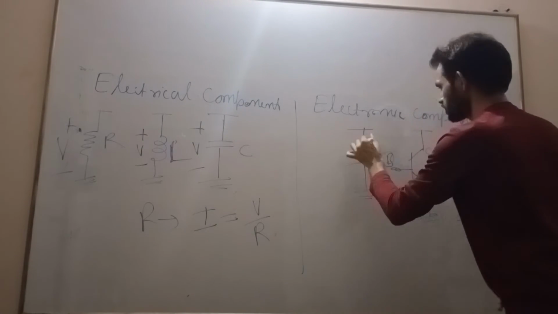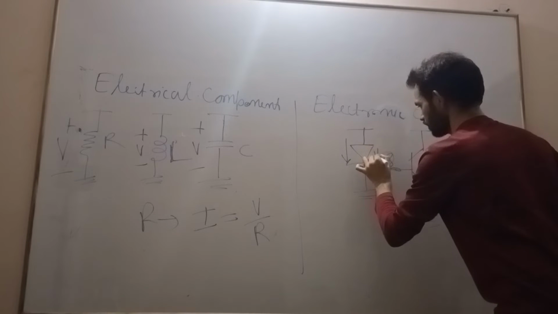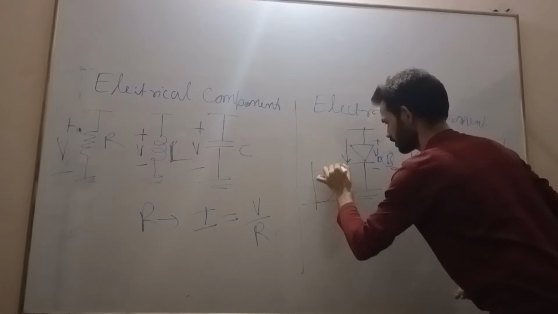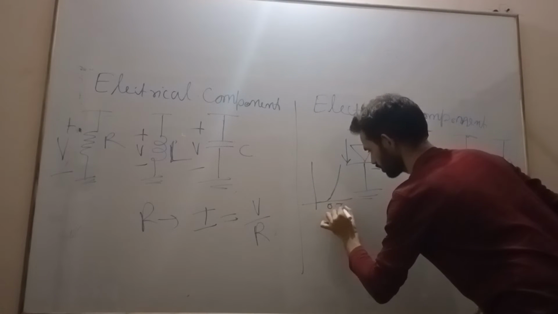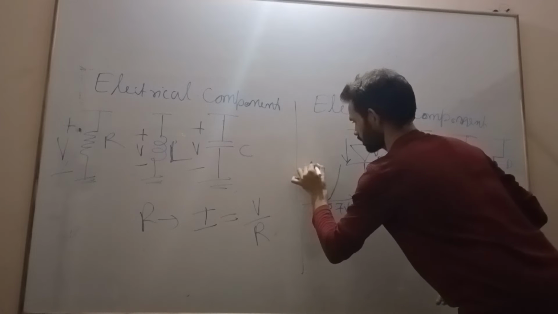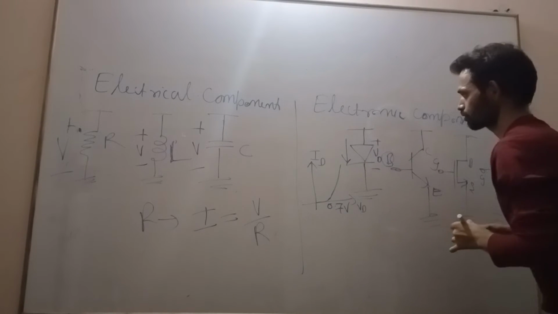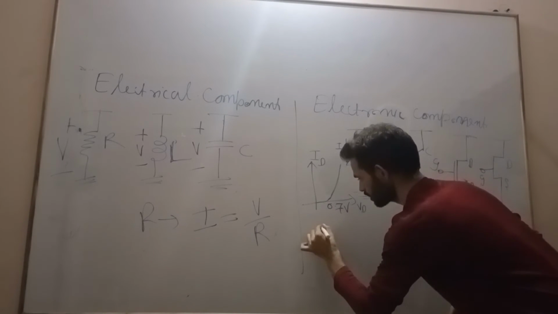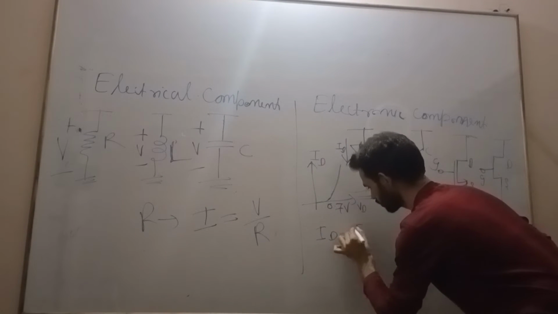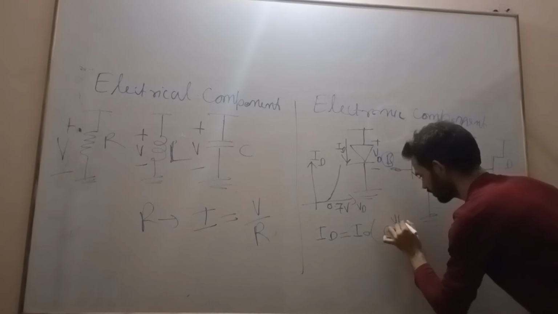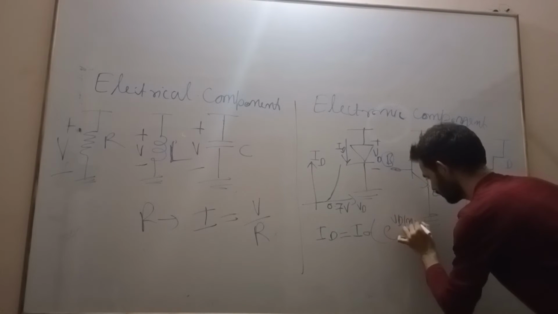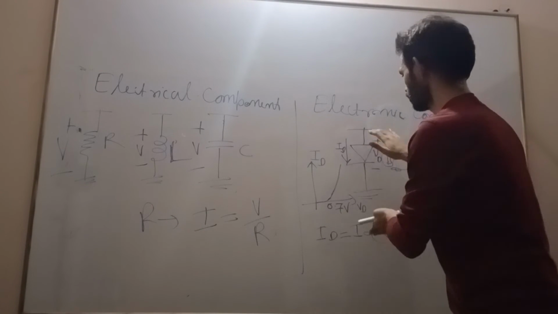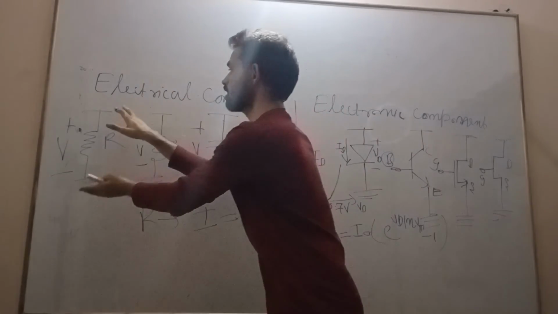Here, what is the current through the diode? Its potential drop is VD, positive. Its cut-in voltage, let us say, is 0.7 volt, it's VD, and the current is ID. Here current is I, here current is ID, and ID is equal to I naught into e to the power VD by eta VT, minus 1. This is the current through the diode, and this is the current through the resistor.